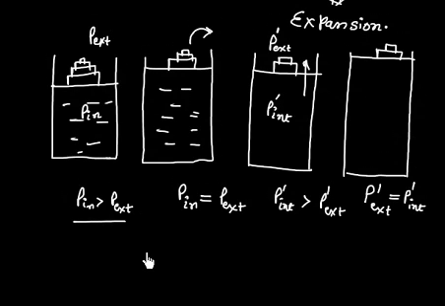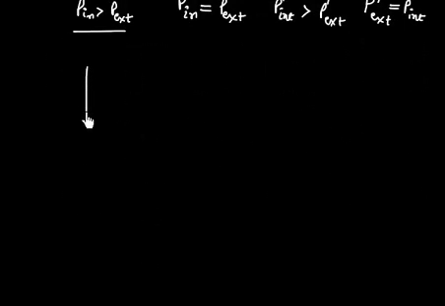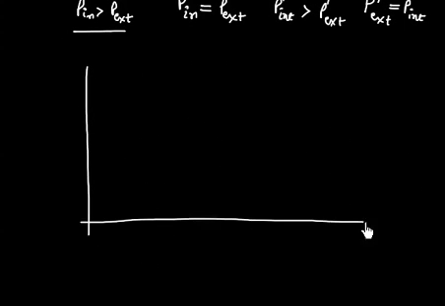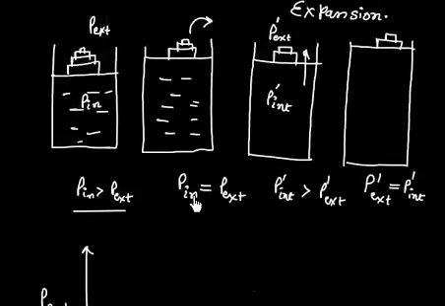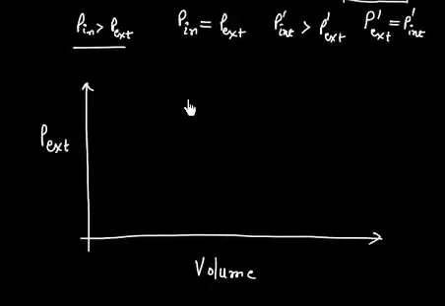The same thing we can show with the help of a graph. Let us see. On the x-axis we are plotting the volume, and on the y-axis we put the pressure, let us say P external. This is a case of expansion. Initially, this is the external pressure, and the initial volume is this. So I have this point.